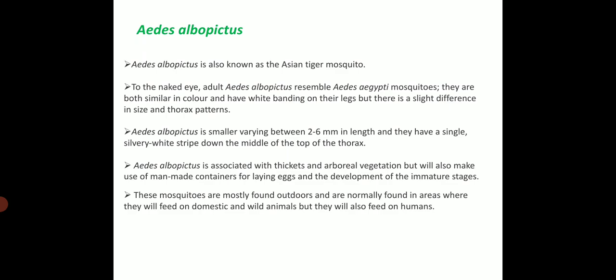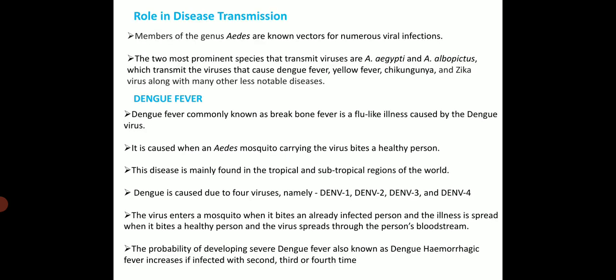Aedes albopictus is associated with thickets and arboreal vegetation, but will also make use of man-made containers for laying eggs and the development of the immature stages. The mosquitoes are commonly found outdoors and are normally found in areas where they will feed on domestic and wild animals, but they will also feed on humans.